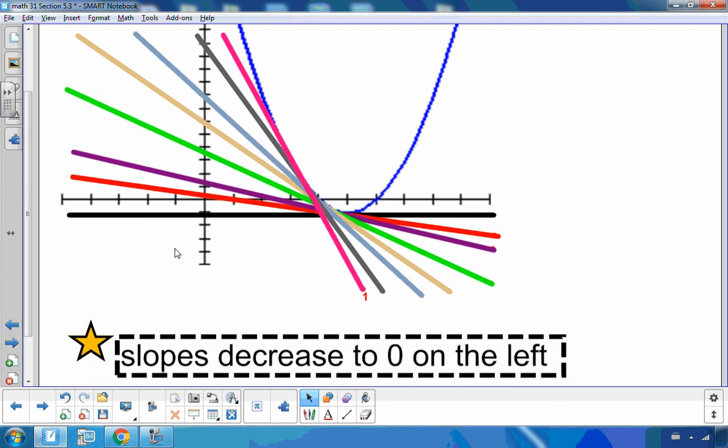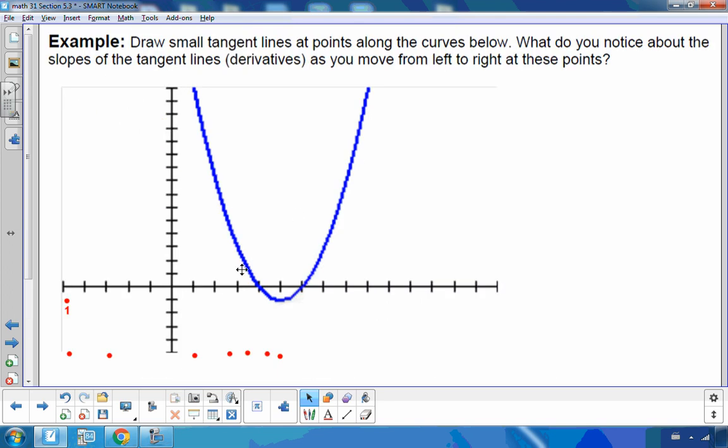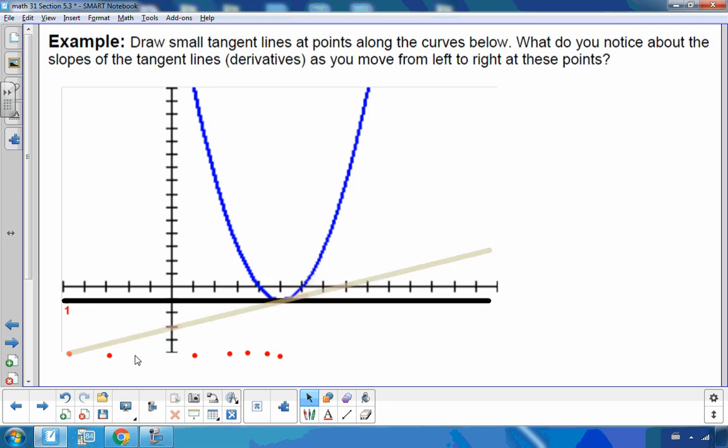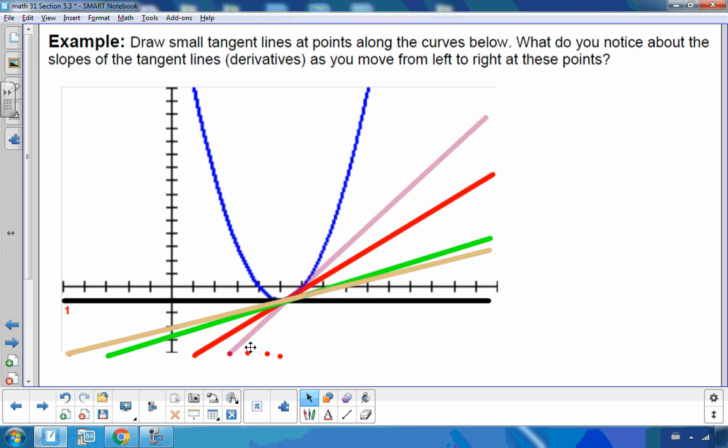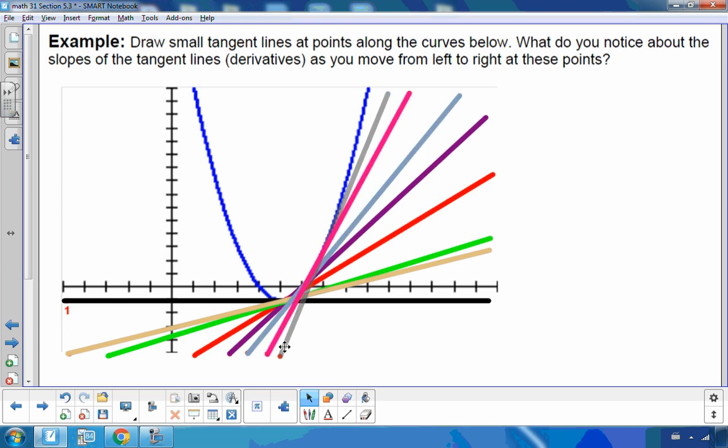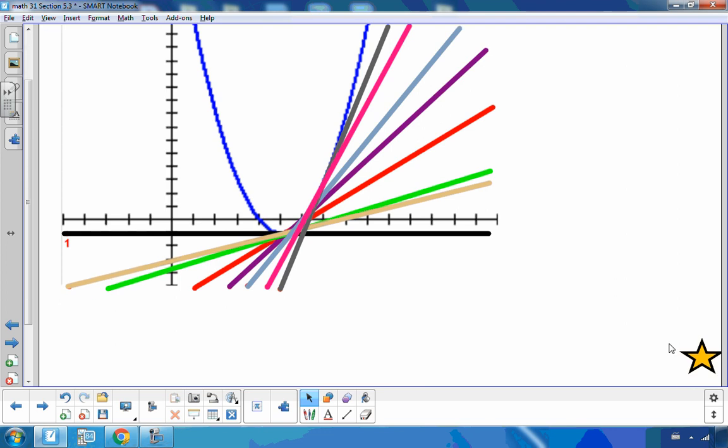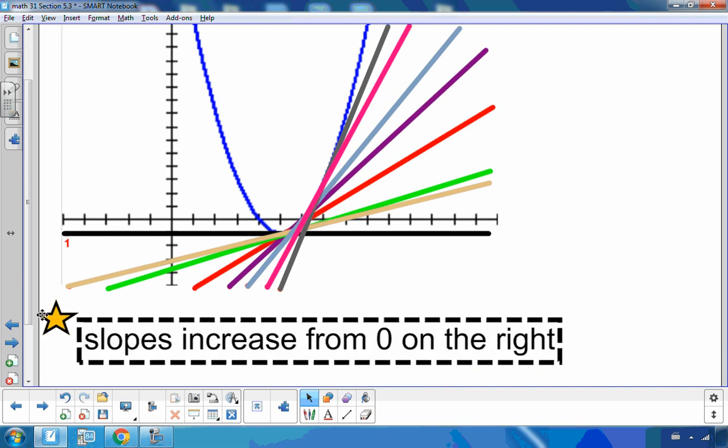So let's see what happens on the right-hand side. If I have a parabola that opens up here, starting on the right-hand side, I'm going to start at 0. And as I start to draw my tangents, you can see that they are increasing. They're getting steeper and steeper and steeper from 0. So on the right-hand side, slopes increase from 0. That's when it's concave up.